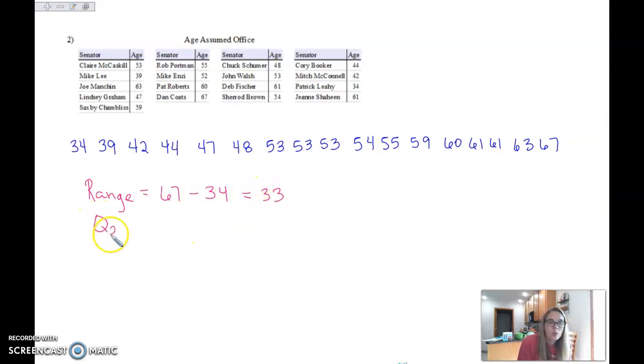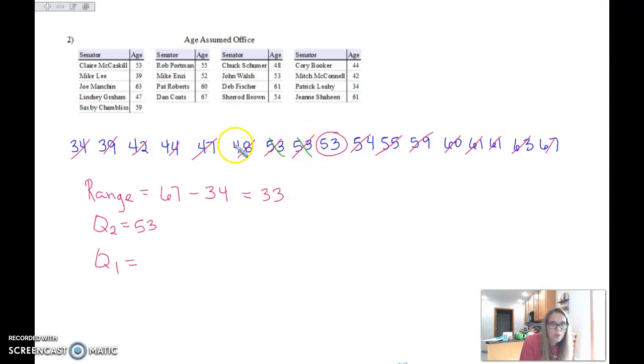Your Q2 is your middle value. So crossing off from each end, 1, 2, 3, 4, 5. 1, 2, 3, 4, 5. 1, 2, 1, 2, 1, 1. So 53 should be your Q2.